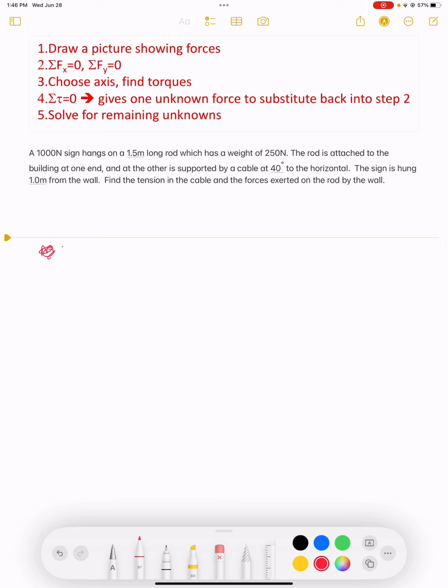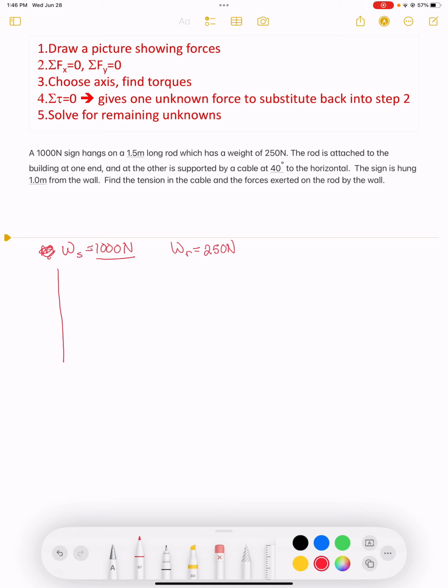Sorry, not the mass, the weight of the sign is 1000 newtons. So that's already the force. We don't have to do mg if it tells us the weight in newtons, and the weight of the rod is 250 newtons. The rod is attached to the building at one end, and at the other end it's supported by a cable at 40 degrees to the horizontal.